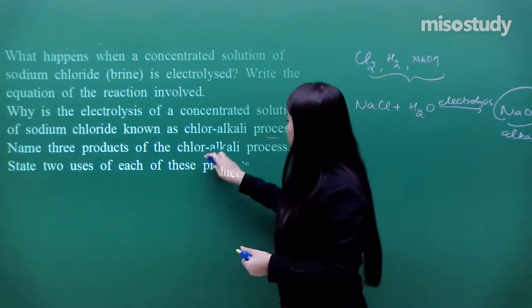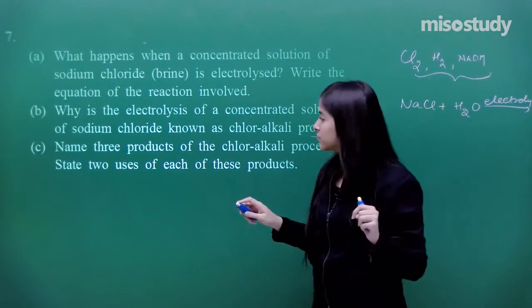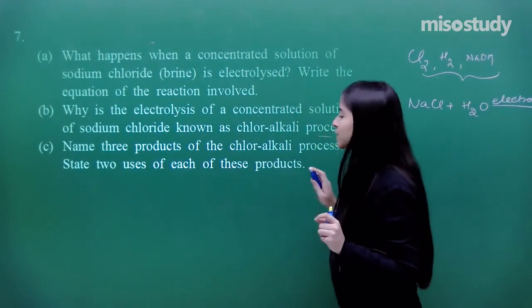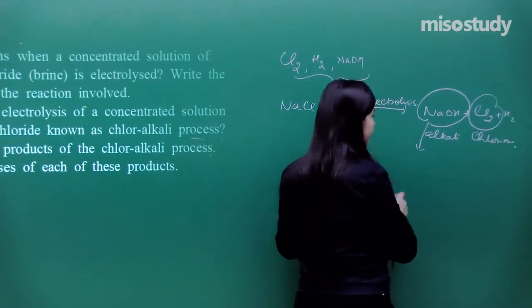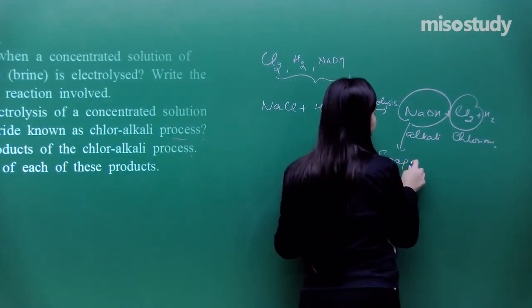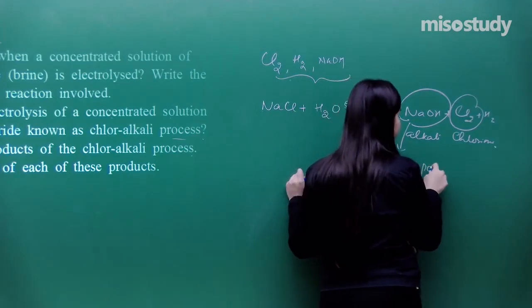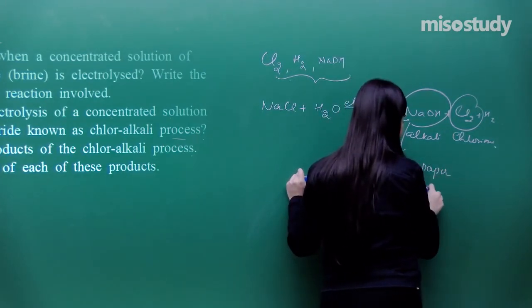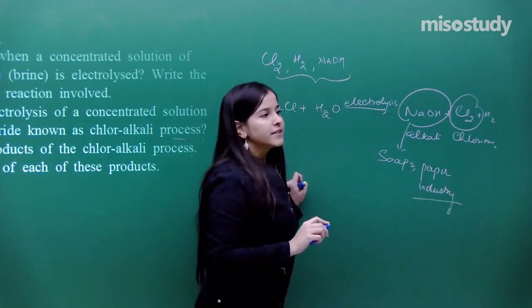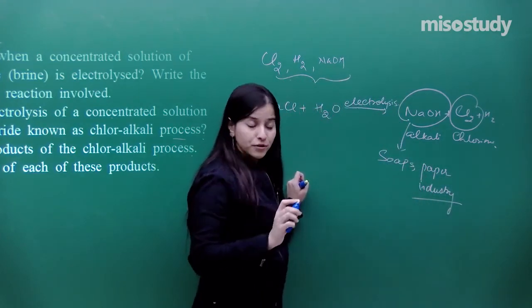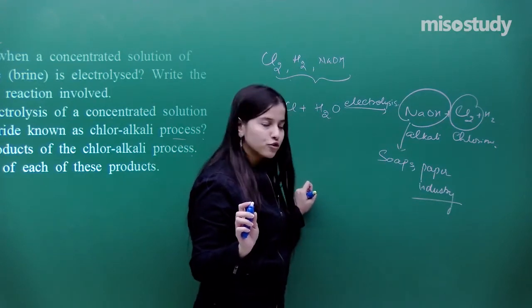Name 3 products of the chloralkali process. I just told you. State 2 uses of each one of them. Let's discuss the uses now. NaOH is used in soaps. It is used in detergents, and it is used in the paper industry as well. Into various kinds of chemical reactions it is used. So, in different kinds of industries it can be used.